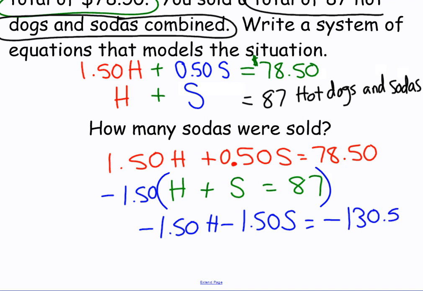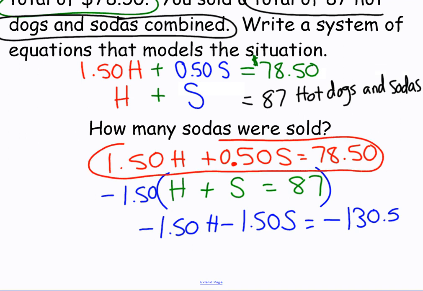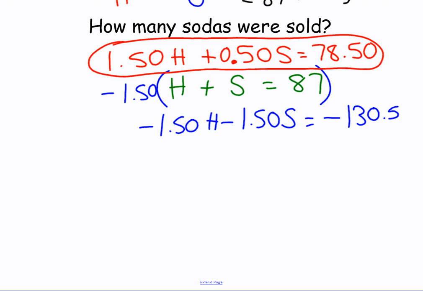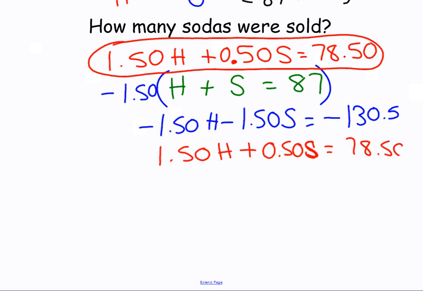130.5. Now, in order to keep this clean, I'm actually going to rewrite this top equation down below. And that's just because I like to see mine right next to each other. So I get 1.50H plus 0.50S equals, careful if your S's look like 5s like mine, equals 78.50. And then you go ahead and combine them all together.